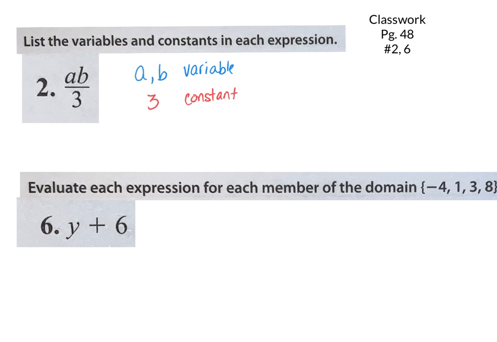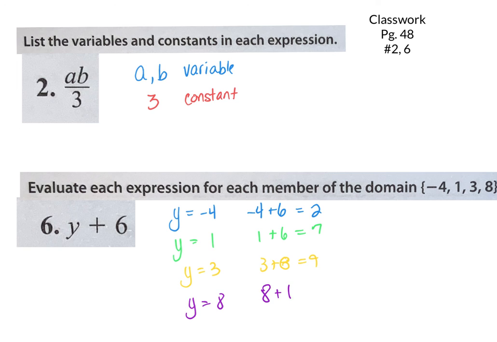All right, they want us to evaluate. The first thing they wanted to evaluate was when y is -4. What is -4 plus 6? +2, not negative. Helps to write it correctly. What about y equals +1? There we go. What about when y is 3? And then what about when y is 8? There we go.